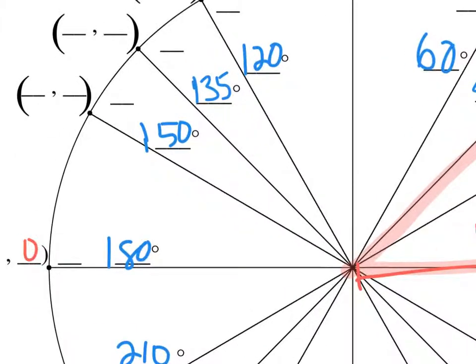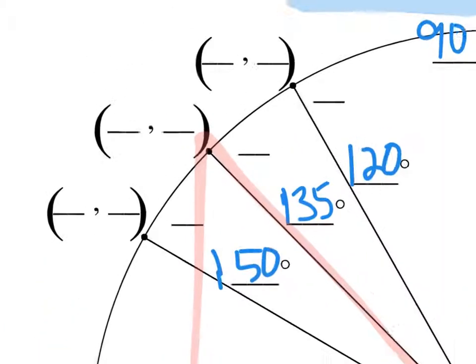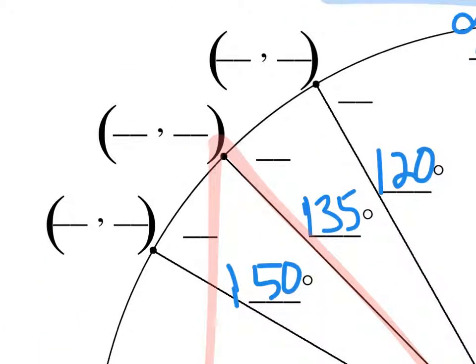Let's go to the 135 degrees. This is the other 45. We know the lengths of these triangles are square root 2 over 2, except at 135, it's going negative first and then positive. So negative x and then positive y. So what do you think the coordinate is going to be? Yes. Negative square root 2 over 2, square root 2 over 2.